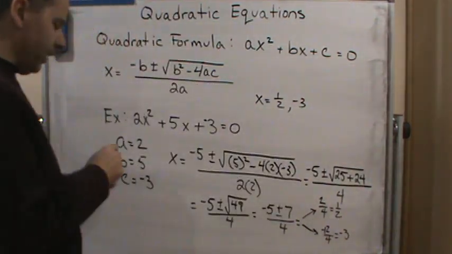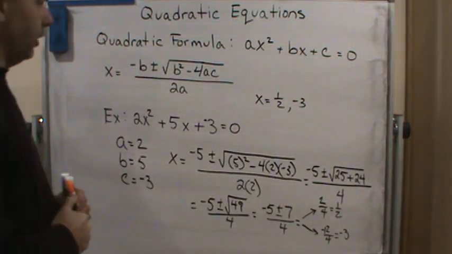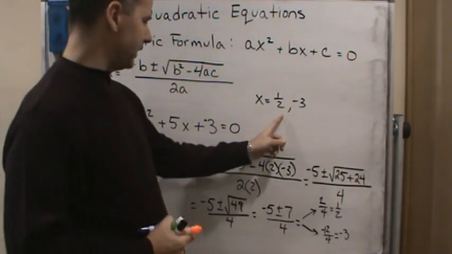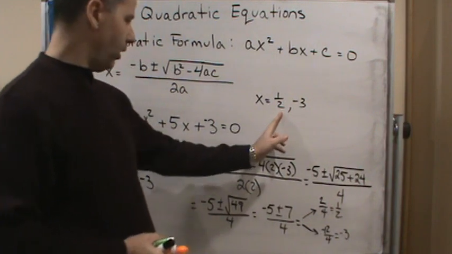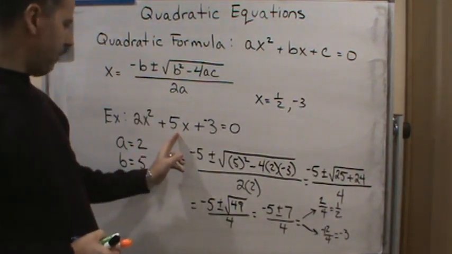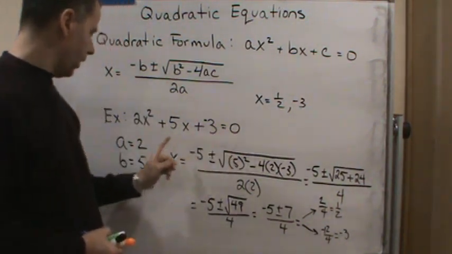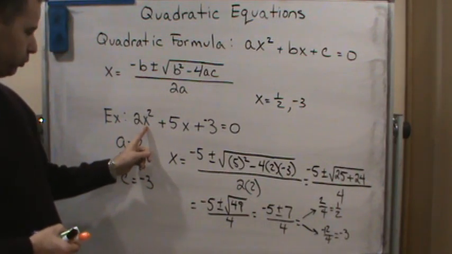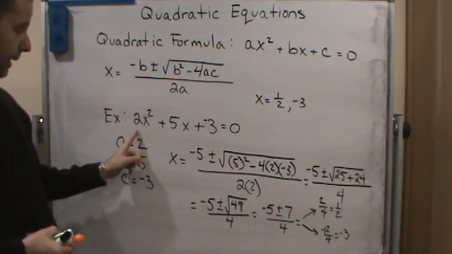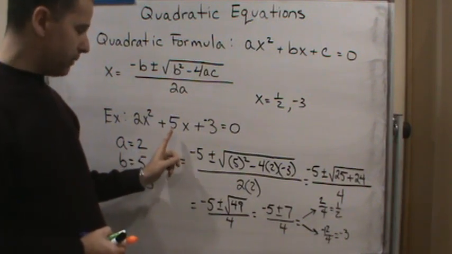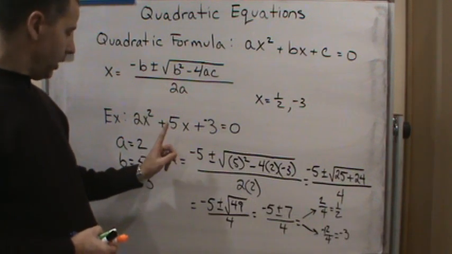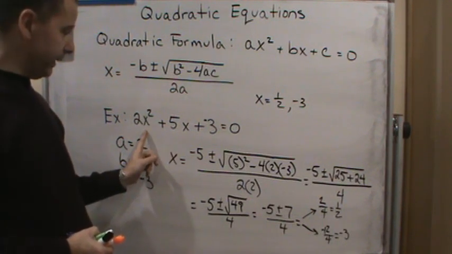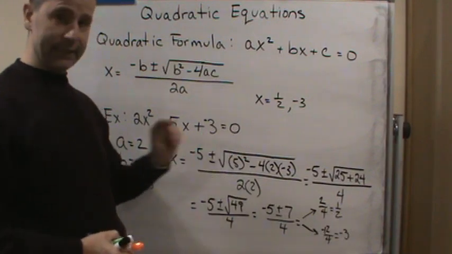And again, check to make sure. So what would you do? You would take your x values and you would separately take 1/2. Plug in 1/2 here. See if you get 0. Well, 1/2 squared is 1/4. 1/4 times 2 is 1/2. Okay? 1/2 times 5 is what? 2.5. 2.5 plus 1/2 is 3. 3 plus a negative 3 is 0.